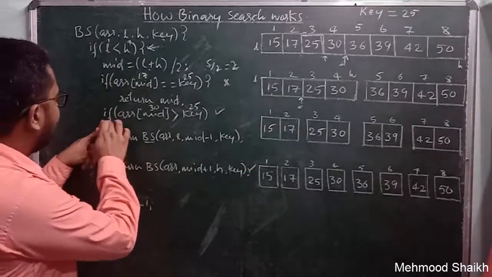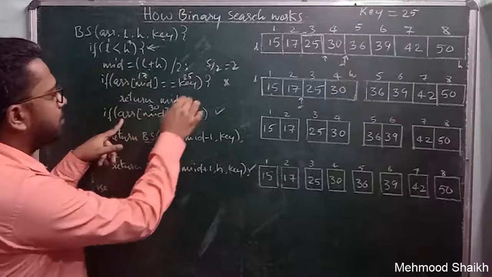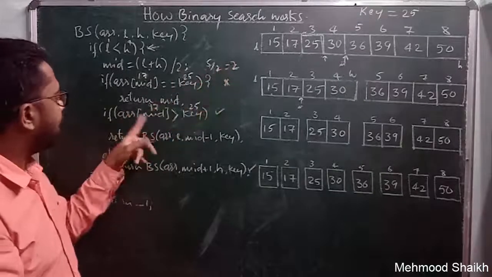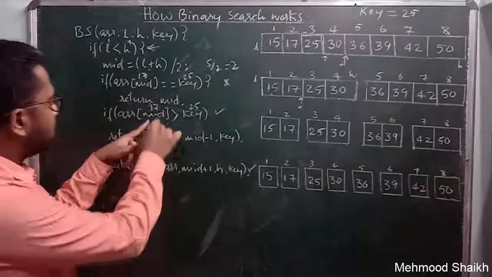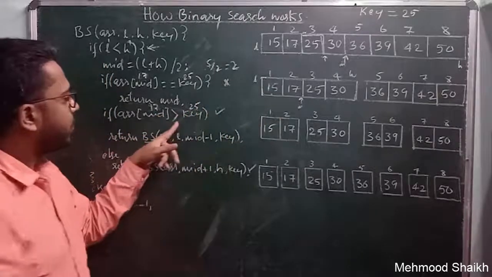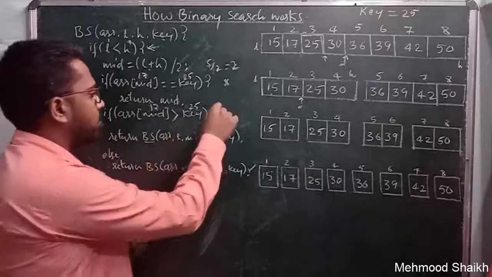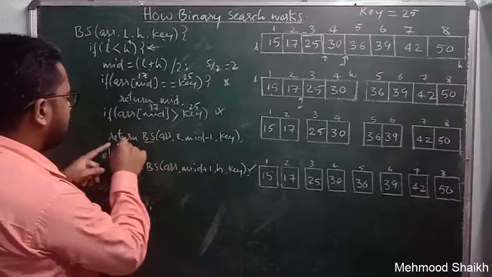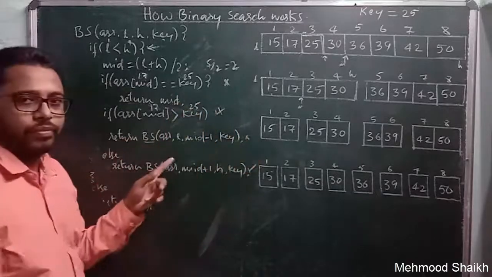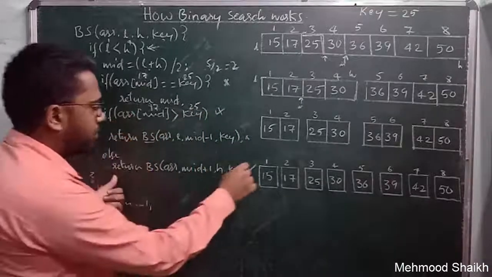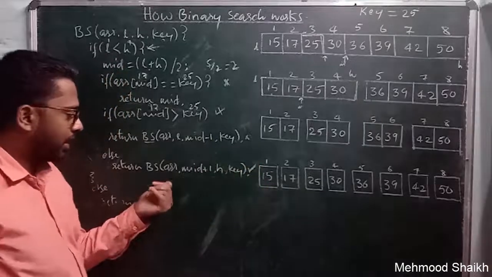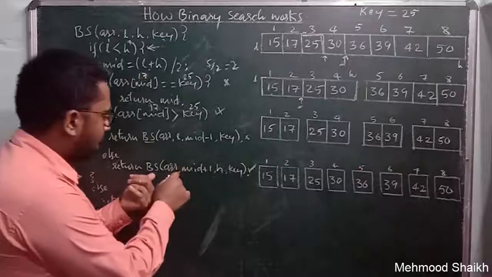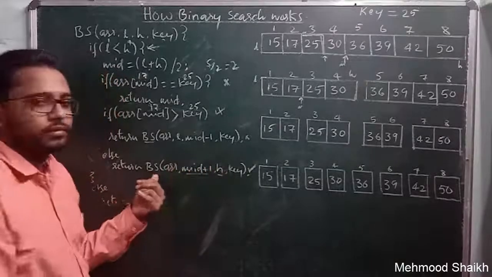Here I have made another if condition. If array of mid is 17, because mid value is 2, so array of 2 is 17. Is 17 greater than 25? No, 17 is not greater than 25. That means this block will not get executed. Control will come to the else part to make another recursive call on the same binary search function starting from mid plus 1 to high.